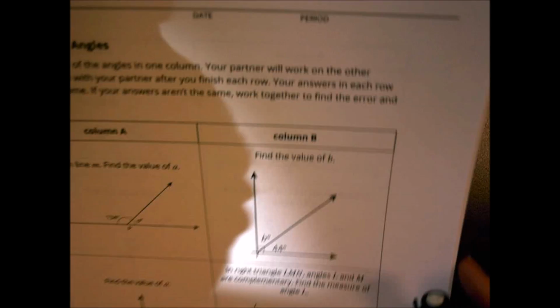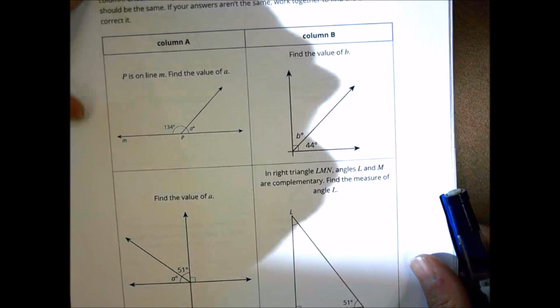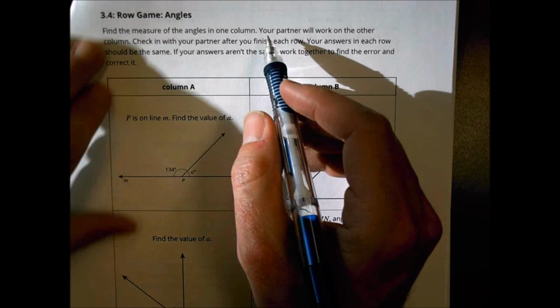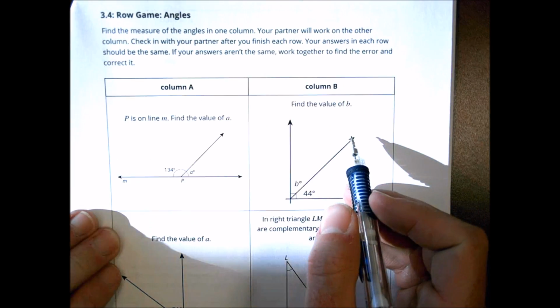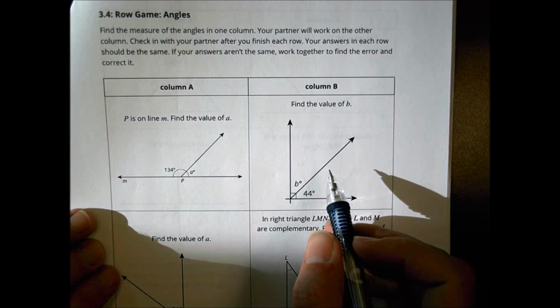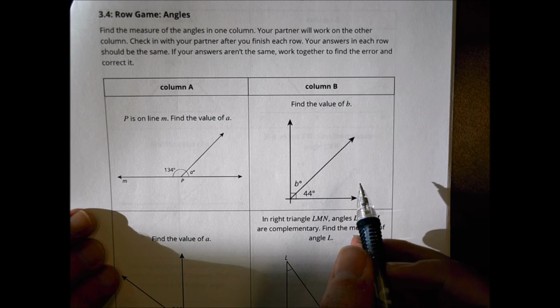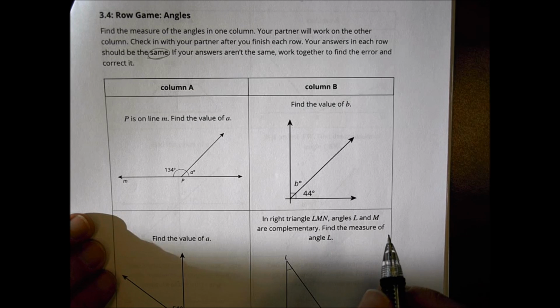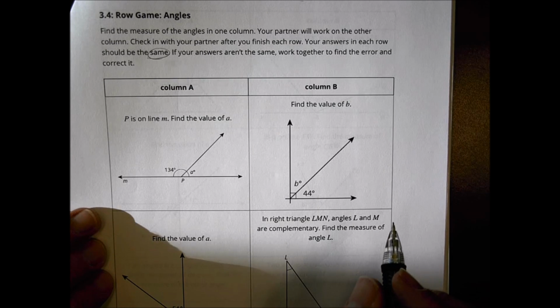All right, in activity 4, it's the row game with angles, and it says what it wants you to do with a partner here is find the measure of angles in one column, and then with your partner work on the other column, and then check with your partner after you finish each row to see how your answers match. They should be the same. If your answers aren't the same, work to figure out why that is and find the error and correct it.